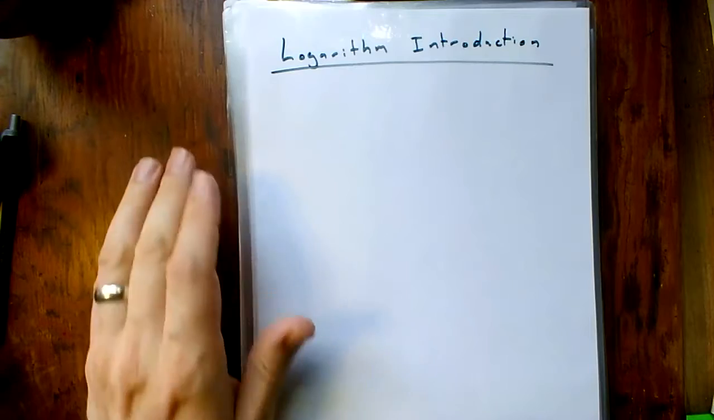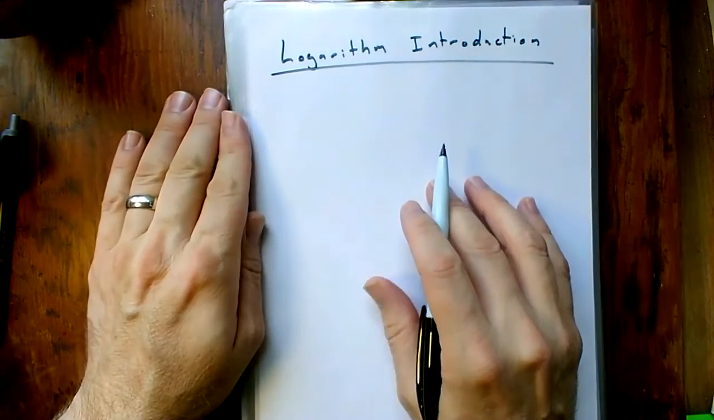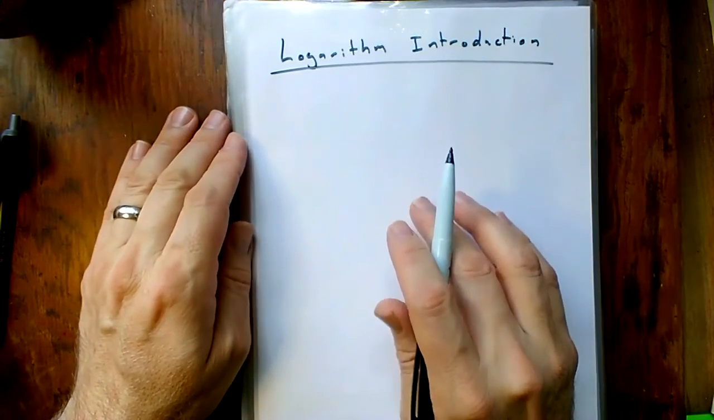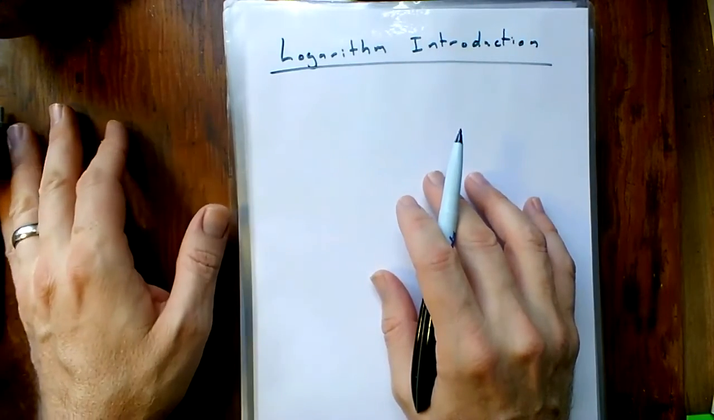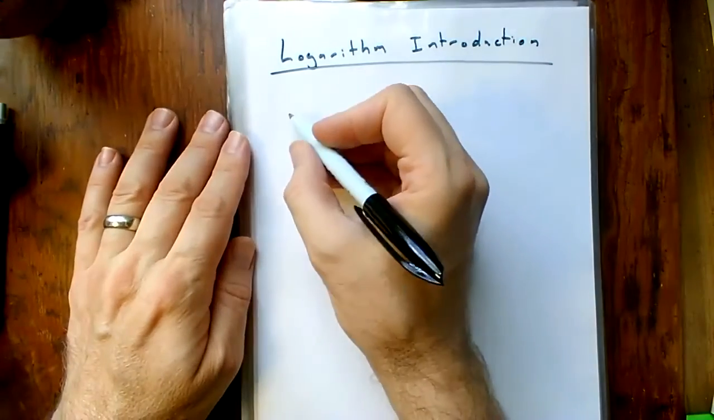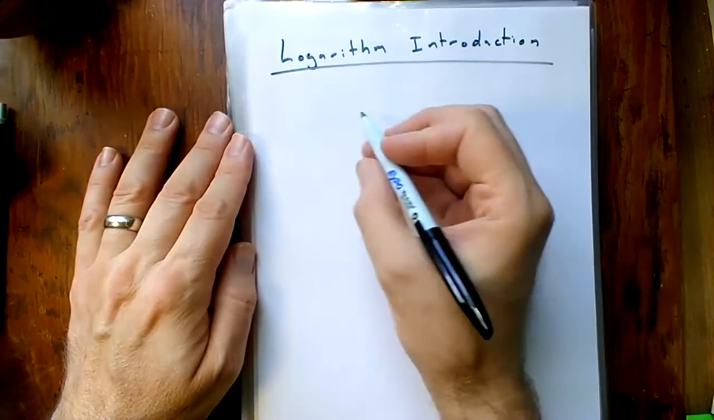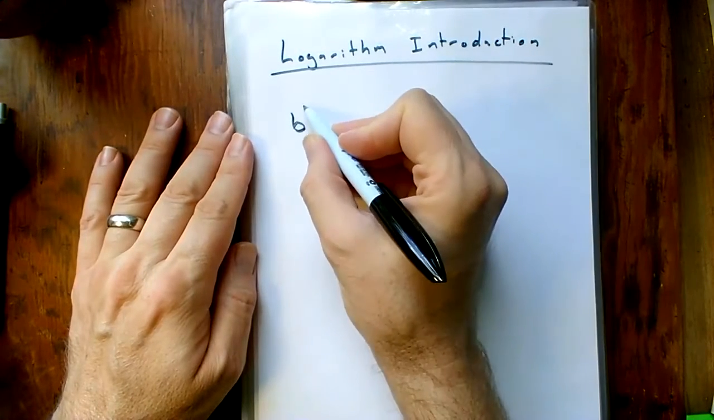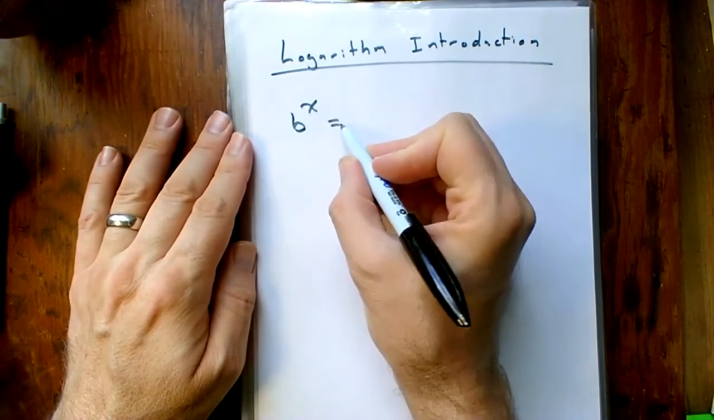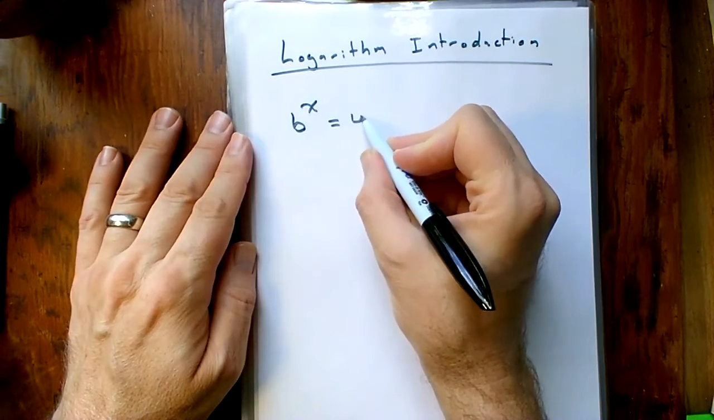All right, we're going to be talking today about logarithms. And logarithms are very closely related to exponential equations or exponential functions. In an exponential function, I've got a base, I've got an exponent, and that's equal to a product.